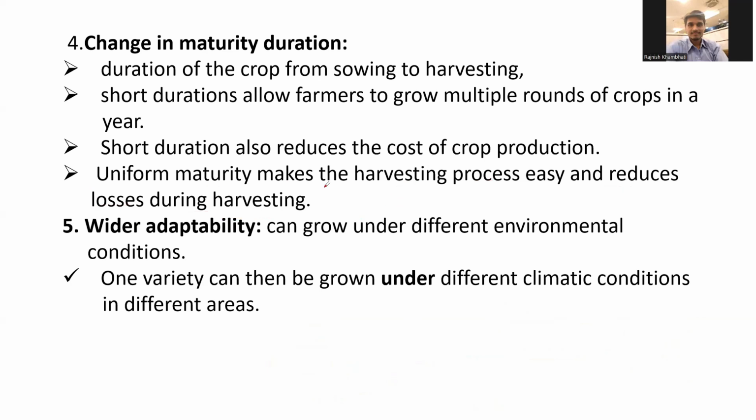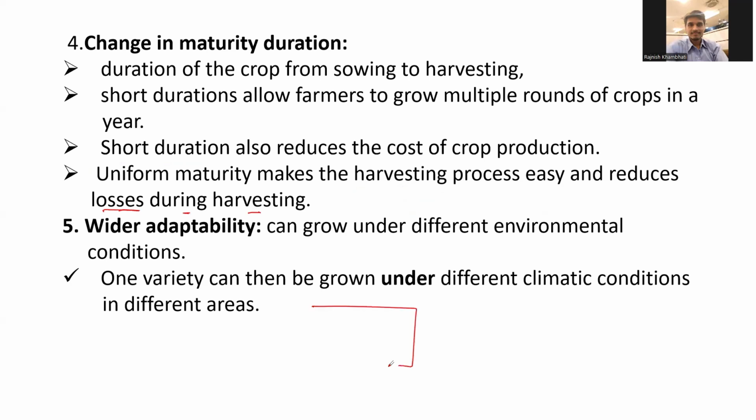Next is uniform maturity, which makes your harvesting process easy and reduces the losses during harvesting. For example, uniform maturity means the whole farm should mature together. So when your whole farm is maturing together, you can yield it together and you can sell it together. So this is also a way of saving money or earning money. And this is how loss can be minimized. Now the question is how the loss can be minimized. I will explain it again.